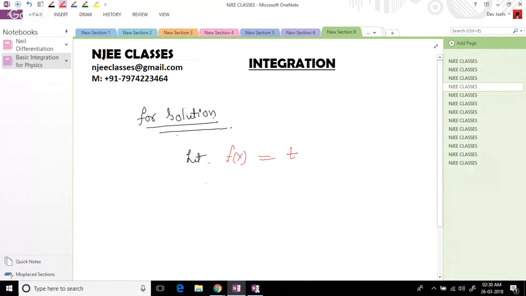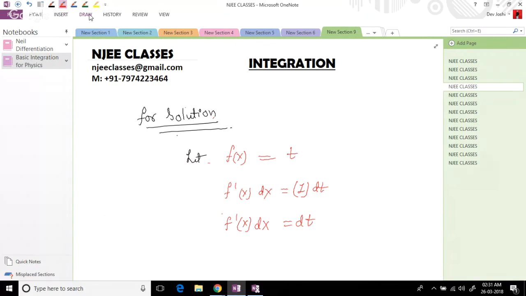So for the solution, the first step you should adopt is to let my function be equivalent to another function t. Then differentiate that. If you differentiate that, f dash x dx is the differentiation of f x, and the differentiation of t is 1 multiplied by dt, correct? So f dash x dx is going to be equal to dt.